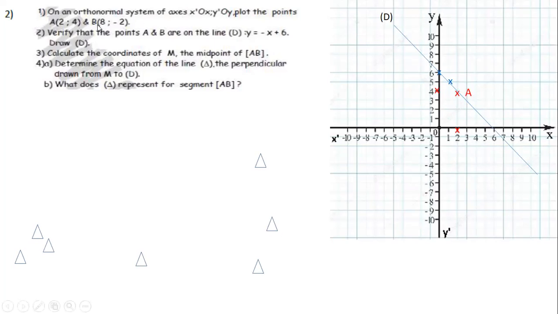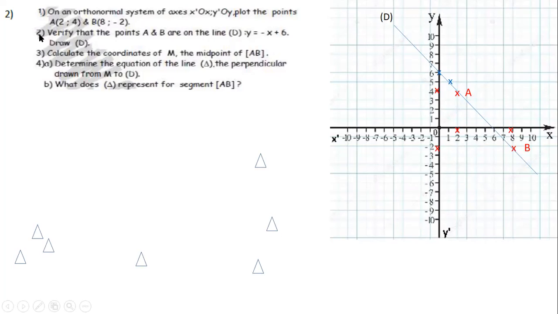The second point B, which is (8, -2), has abscissa 8. This is the abscissa 8. It has ordinate minus 2. Here is the ordinate minus 2. Also, where they intersect, we get point B. So in this way, we locate the 2 points A and B.